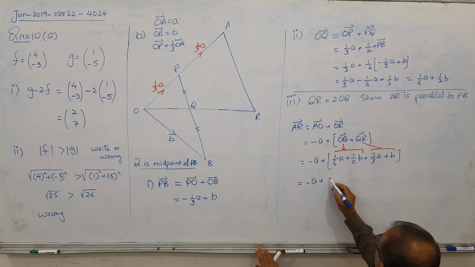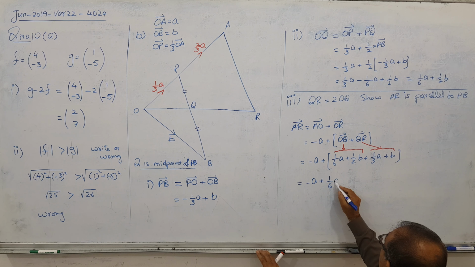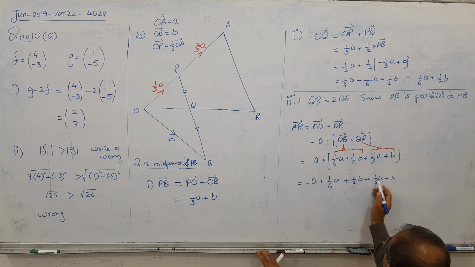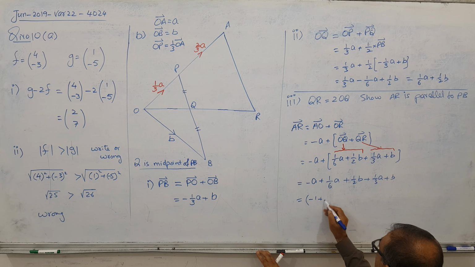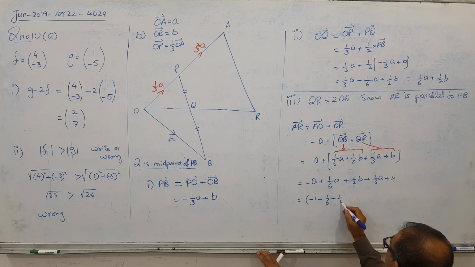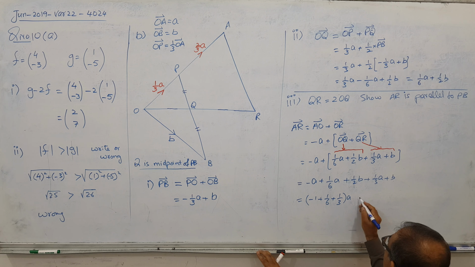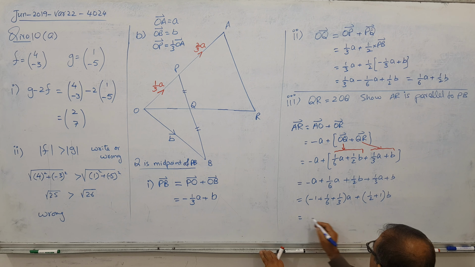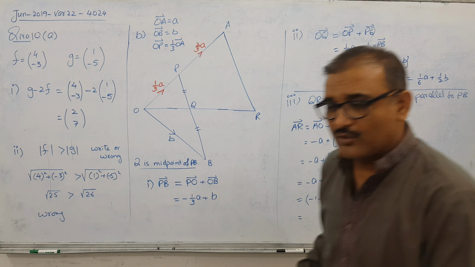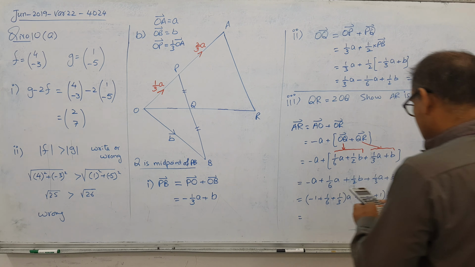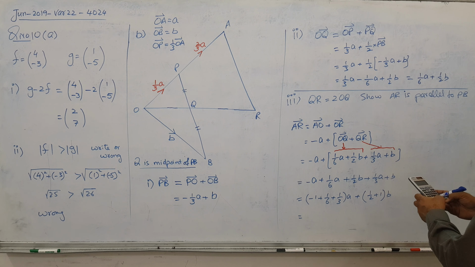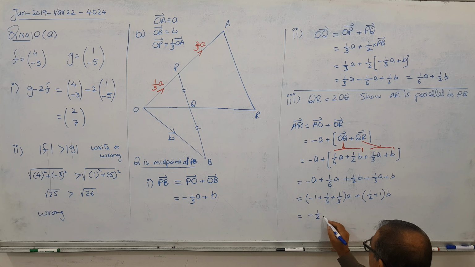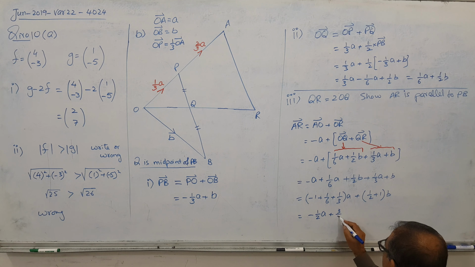So first of all, open the bracket. How many A's? 3 A's are there. Common out -1 plus 1 by 6 and plus 1 by 3. And how many B's? 2 B's are there. Half plus 1. So take LCM. The direct answer is coming, or you can type it in the calculator. I am saving my time. So it is coming minus half A, and this is coming 3 by 2B.